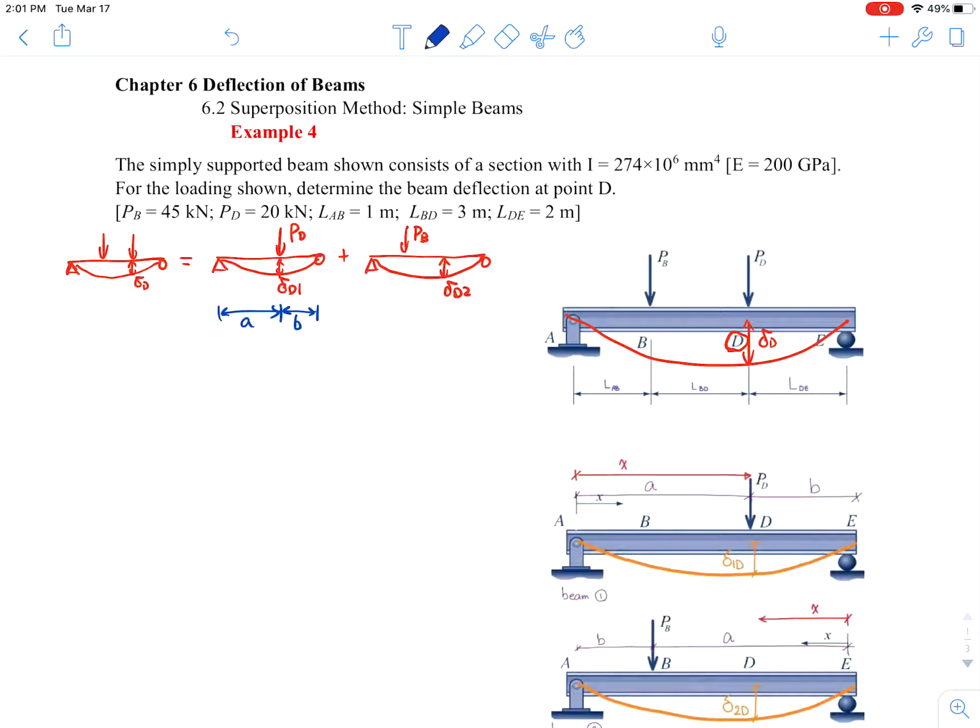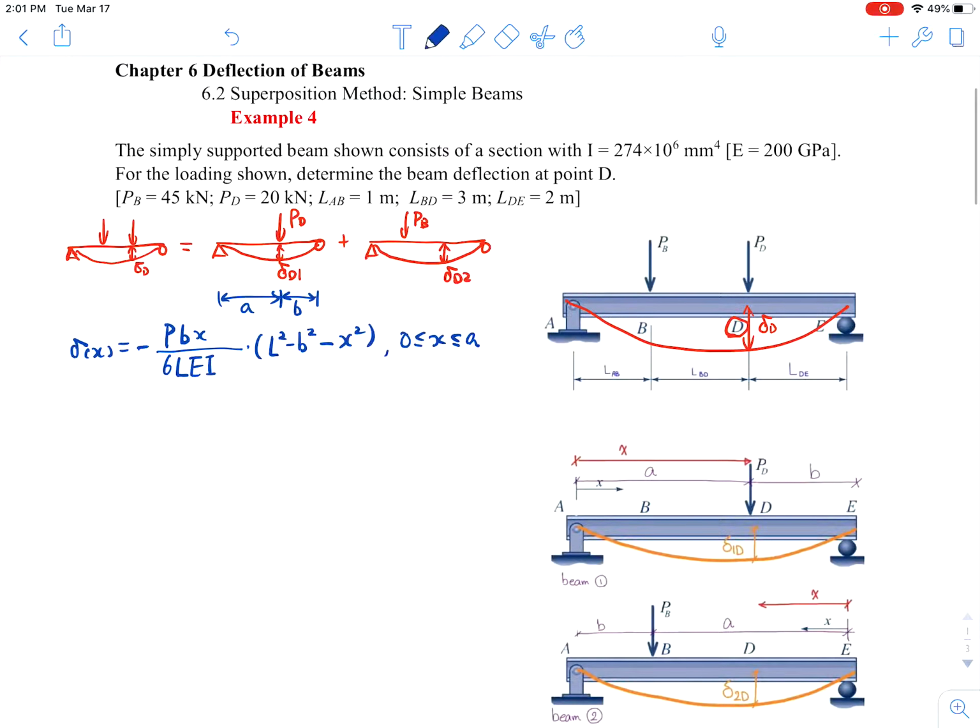Let's write this equation first of all here. The equation will be delta x equals negative P b x over 6LEI, times (L square minus B square minus X square), where X is from 0 to A. So you cannot use this equation to calculate the deflection of a point between X equals A and X equals A plus B. Keep this in mind.